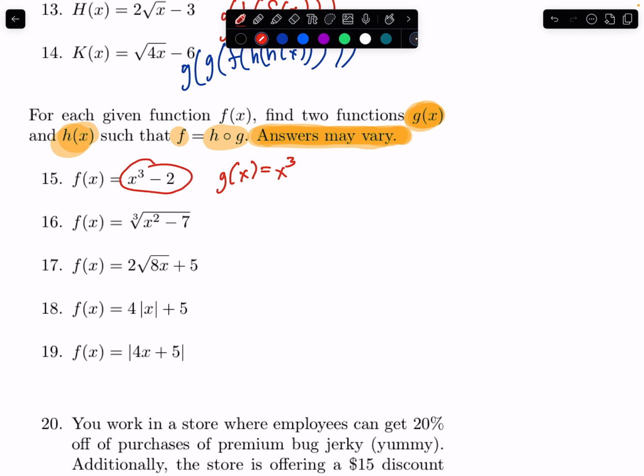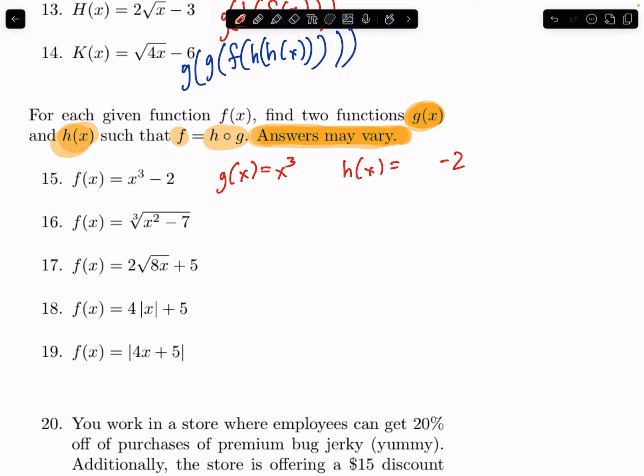And then what I'm going to do is take this original function, x cubed minus 2, right? And wherever I saw an occurrence of my g of x, I'm going to replace that. So replace this guy with just a regular old x. So whenever I saw what I was calling h of x, g of x, I replace it with an x.